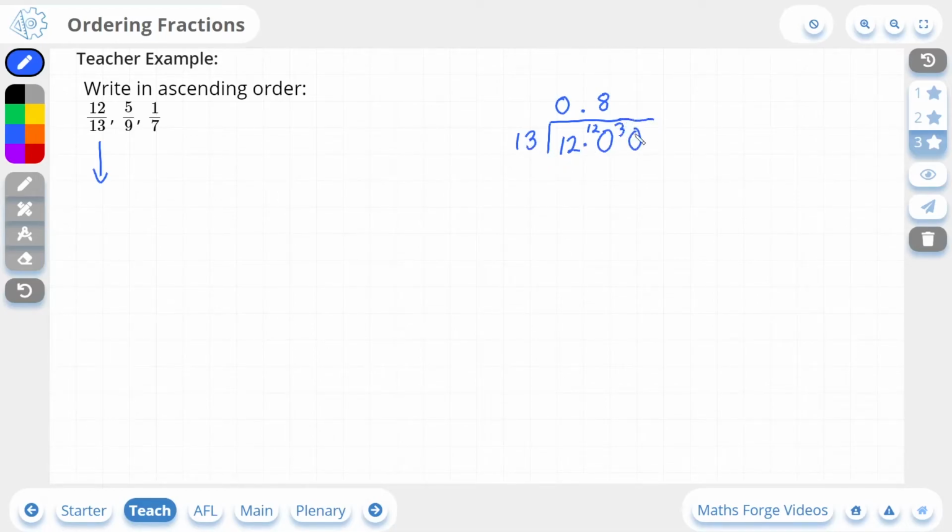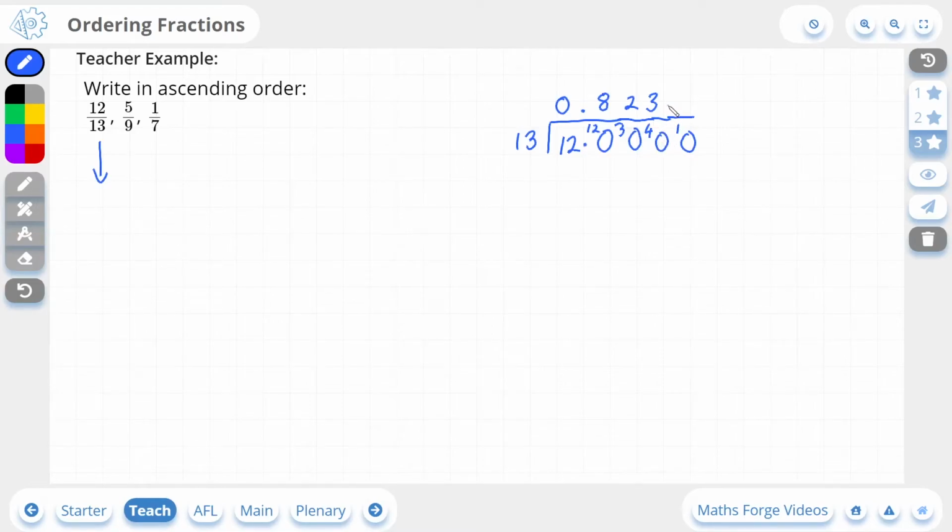And then 13 into 30. We know it goes twice. 13, 26. And then we'll skip 30 if we do another 13. So it's 26, and there's a remainder of 4 to get to 30 now. So then that becomes our remainder here. And now 13 goes into 40. I know it goes into it 3 times, because 13 times 3 is 39. But then there's a remainder of 1, because 39 plus 1 gets us to 40.